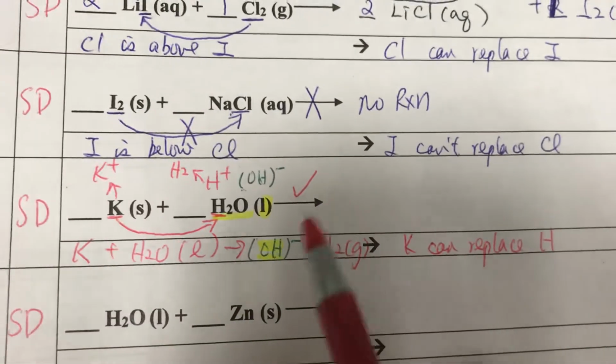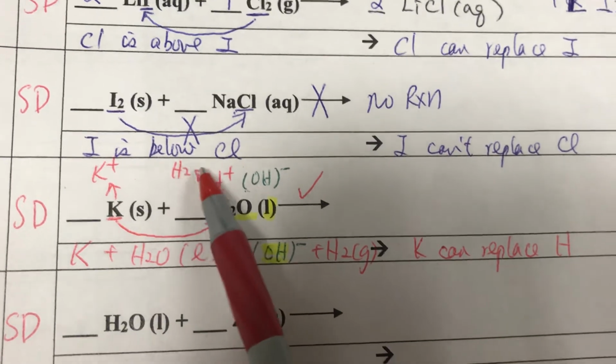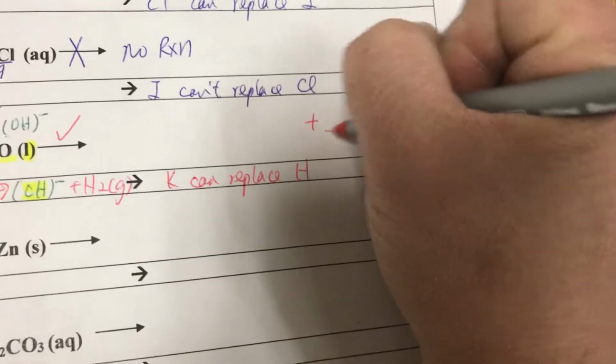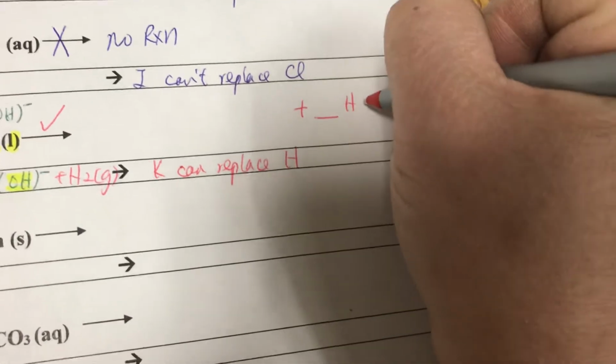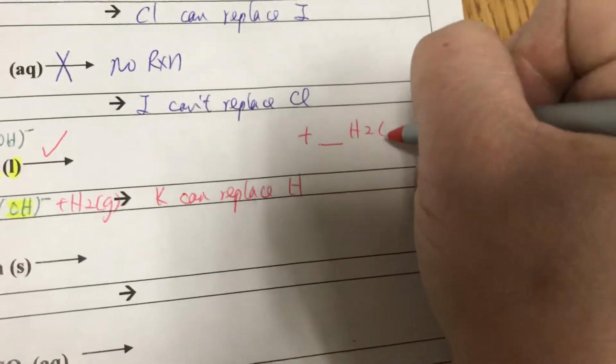Then now we're gonna kick the H to become H2 at the end of the reaction. So I'm going to kick him out to become H2, and H2 is a gas, okay? H2 is a diatomic, so it's a gas, right?